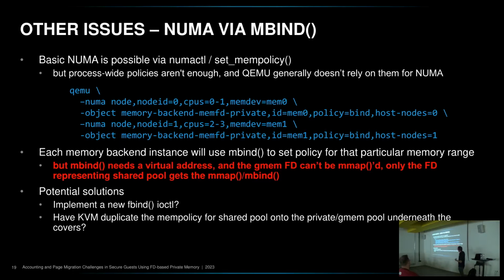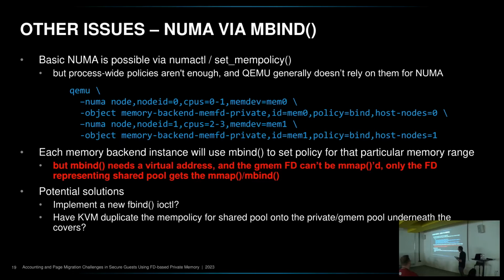So underneath the covers, a lot of the QEMU interfaces to handle NUMA bindings rely on mbind. But the issue with mbind is that it takes a virtual address, and because we don't have a virtual address for that private memory, we can't use mbind. So I think there's been some discussions upstream about potentially introducing a new fbind ioctl that can do what mbind does, but do it given a file descriptor and an offset.